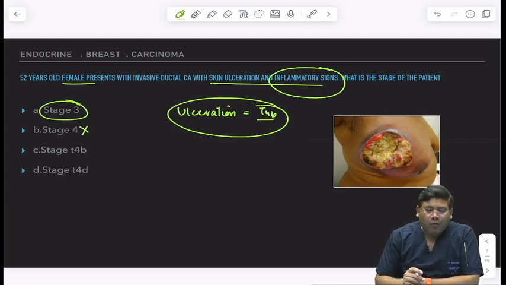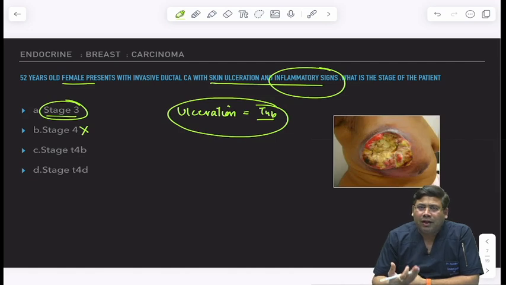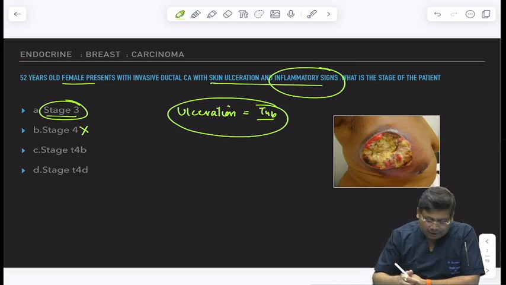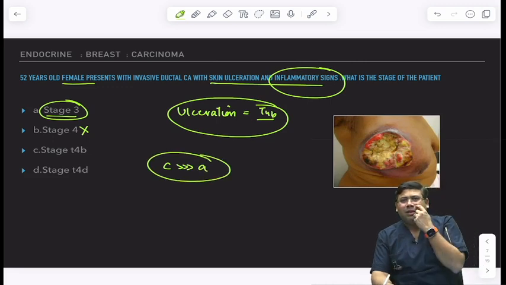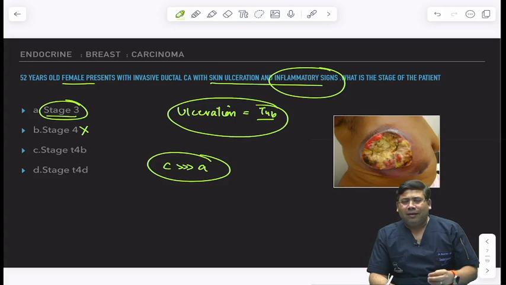Remember, what is the best answer here? Either you can say stage 3, since we cannot comment on stage only by knowing the T, because we don't know the lymph node status, or the metastasis status. So I would say that option C is far better than option A. This is the simplest way of understanding this.